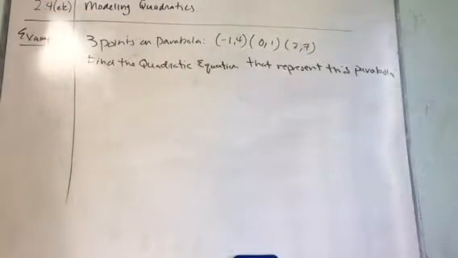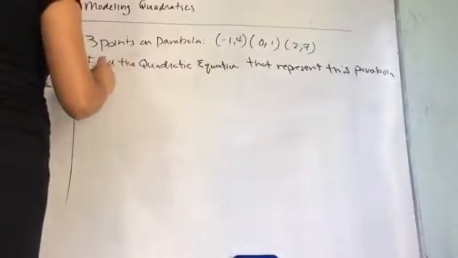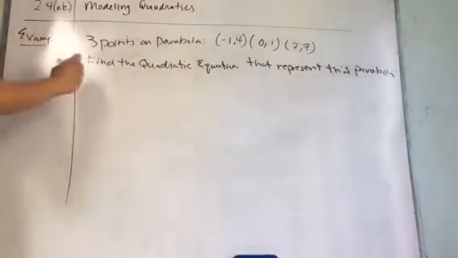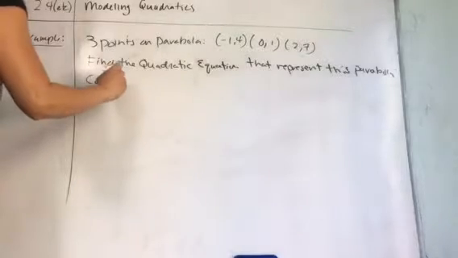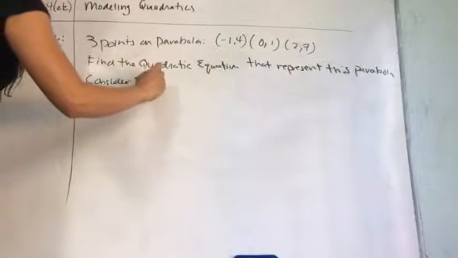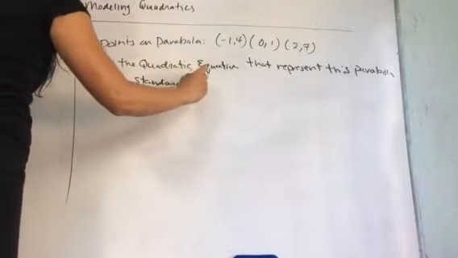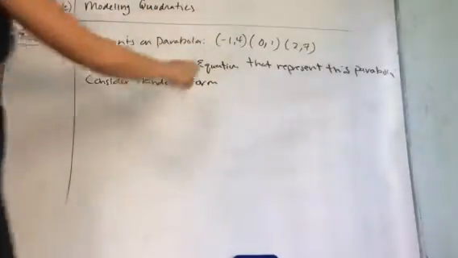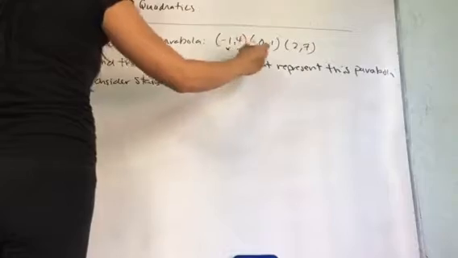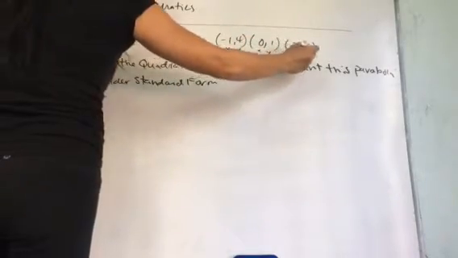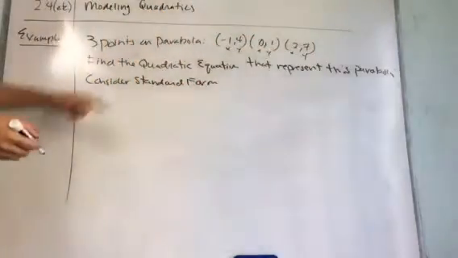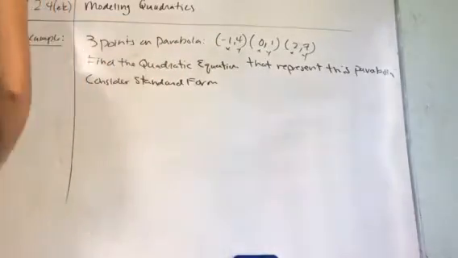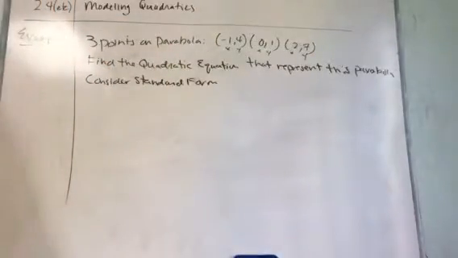So let's go ahead and start with the standard form. Consider standard form. Why? Because we can put all 3 of these points into a standard form. This is our x-coordinate, this is our y. Here's our x-coordinate and a y, and another x-coordinate and a y. So let's use the first point right here.